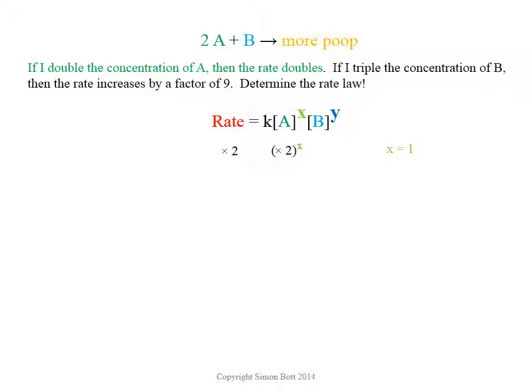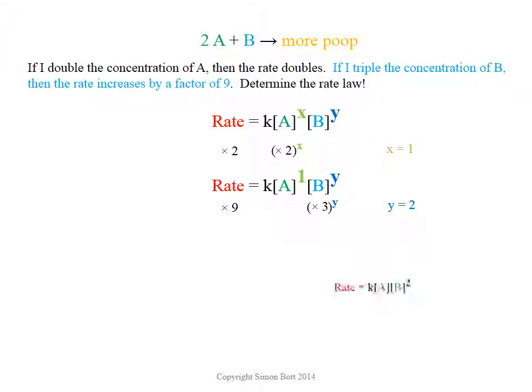Now we've sorted out the A part, let's have a look at the B part. Okay, if I triple the concentration of B, then the rate increases by a factor of 9. Well, whatever I do to B, the rate happens to be to the power of y. So I tripled B, so that means that the rate is going to be affected by tripling to the power of y, and I'm told that it increases by a factor of 9. Well, what must y be that when you triple B, you get an overall times 9? y is equal to 2.